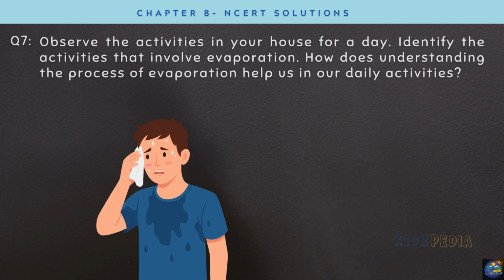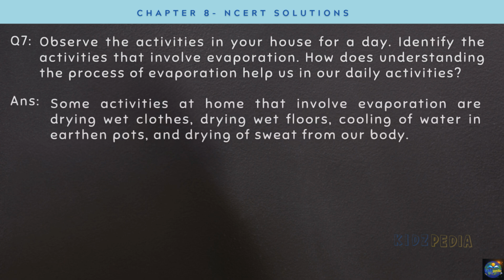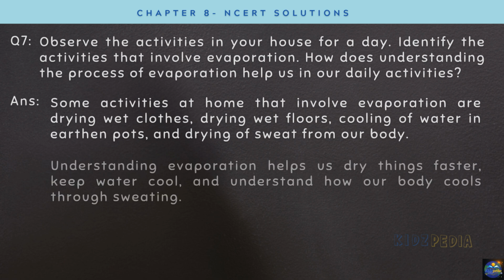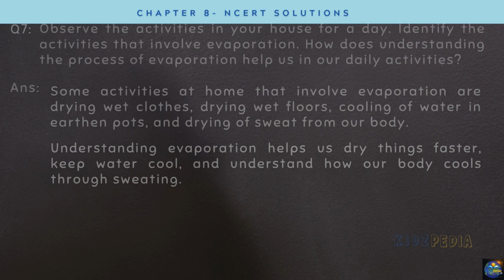Then, sweating in our body. Sweat evaporates from the skin and cools our body. When we understand evaporation, we can use it in useful ways. For example, we dry clothes in sunlight or under a fan so that evaporation happens faster. We also use earthen pots to keep water cool. Thus, understanding evaporation helps us dry things faster and keep ourselves cool in daily life.